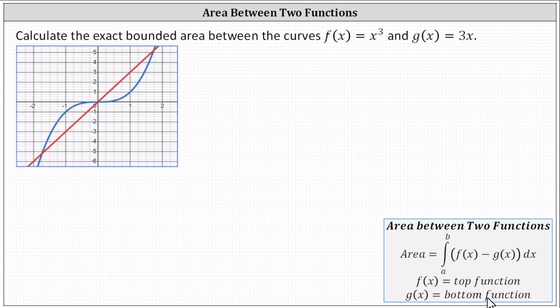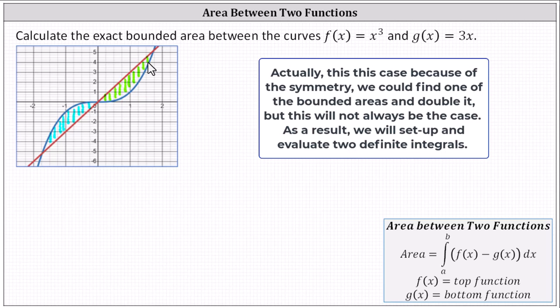So to determine the bounded area between two functions, it's important to always graph the functions so you can determine which function is on top and which function is on the bottom over the interval of the bounded region. Looking at the graph of the given two functions, notice for the bounded area on the left, the cubic function is on the top, the linear function is on the bottom, but for the bounded area on the right, the linear function is on the top and the cubic function is on the bottom. This indicates we'll have to set up and evaluate two definite integrals to determine the total bounded area.